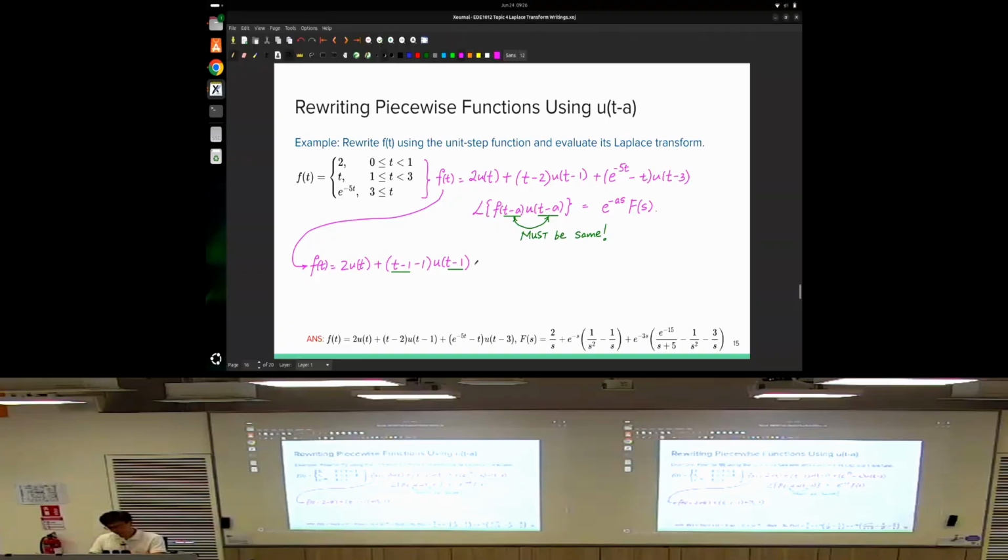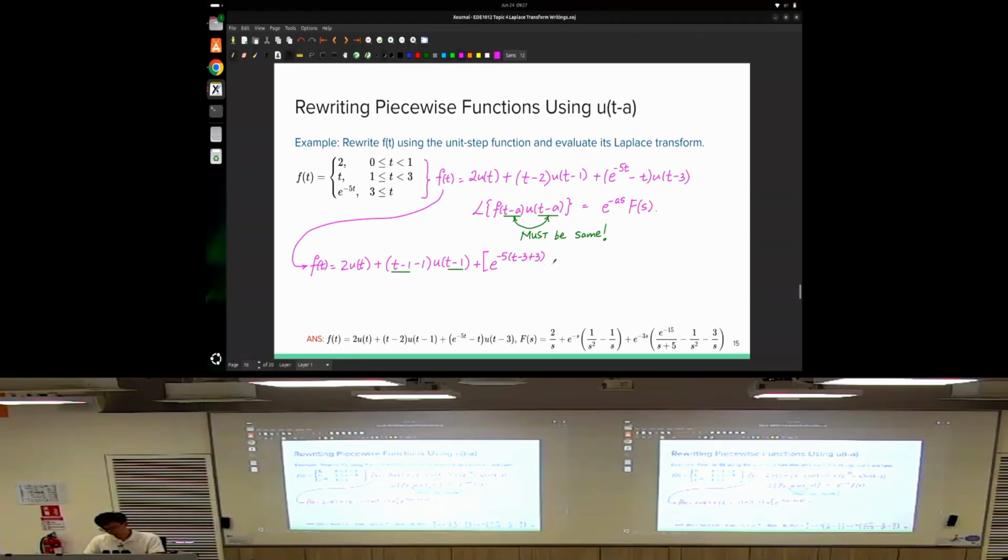Then the same thing goes for the exponential term. So plus, actually the strategy is always the same. You just force in the t minus something. So this one minus 3, so therefore it becomes t minus 3. But you can't anyhow minus 3, so you plus 3 back. So let me put a bracket.